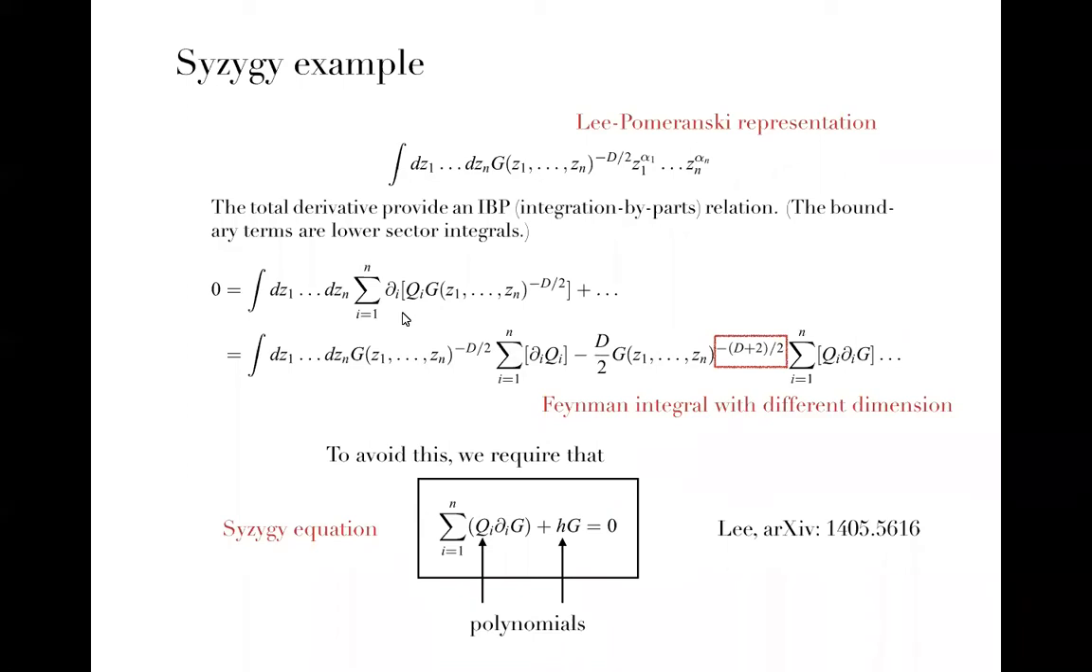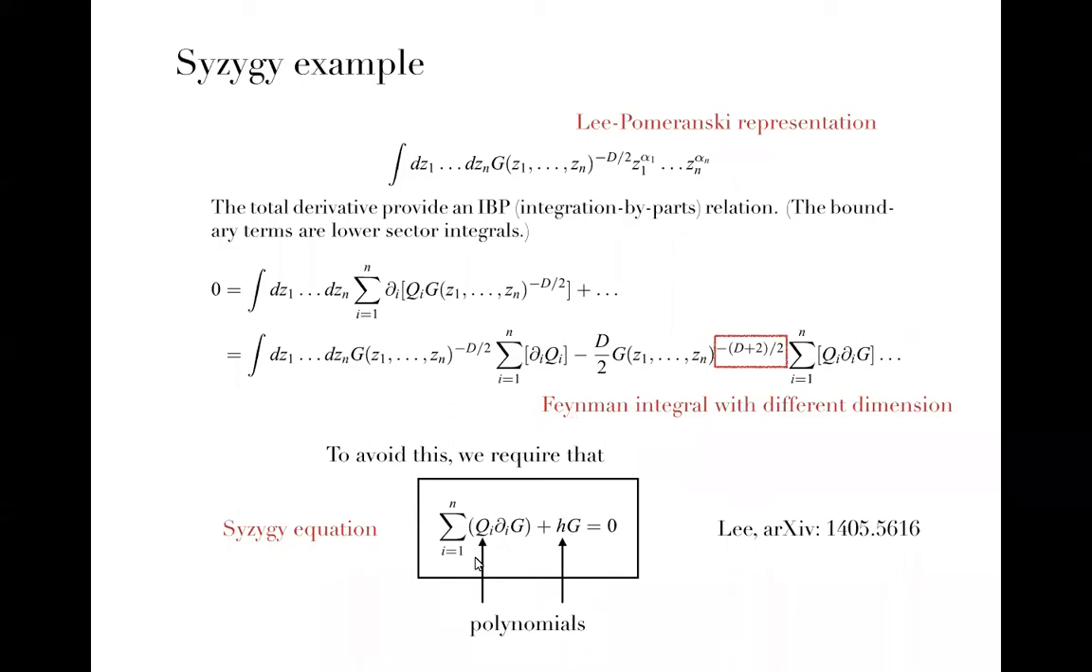So again, you can say, I want this Q to be some special polynomials that satisfy this equation, okay? So we want this Q_i dotted with the first derivatives of G to be proportional to G. So although it seems bad that the dimension is shifted, if this derivative itself is proportional to G, then this shift is removed. So again, I get everything in the same dimension. So it's still a good IBP relation.